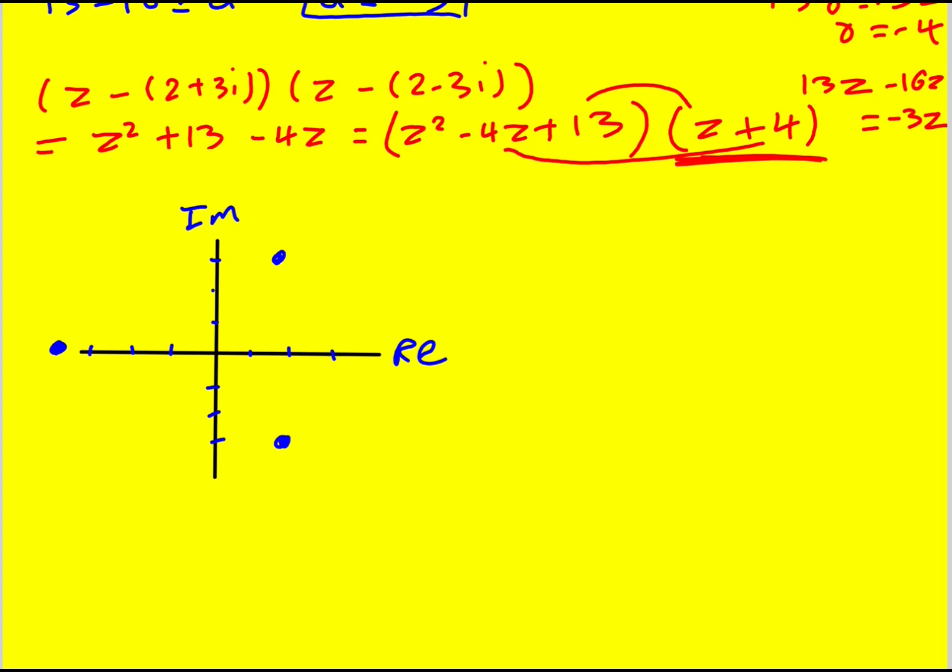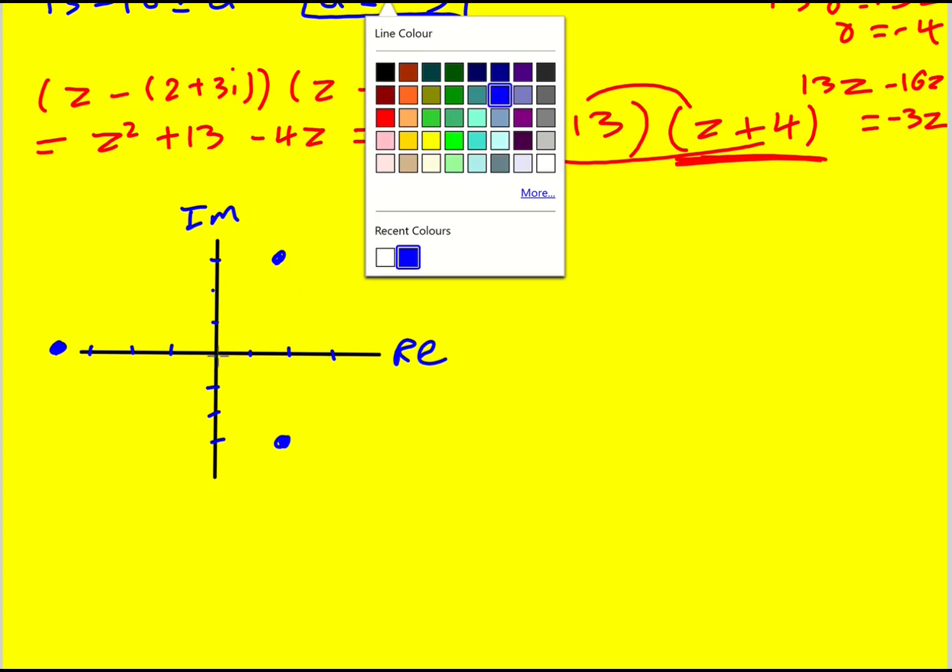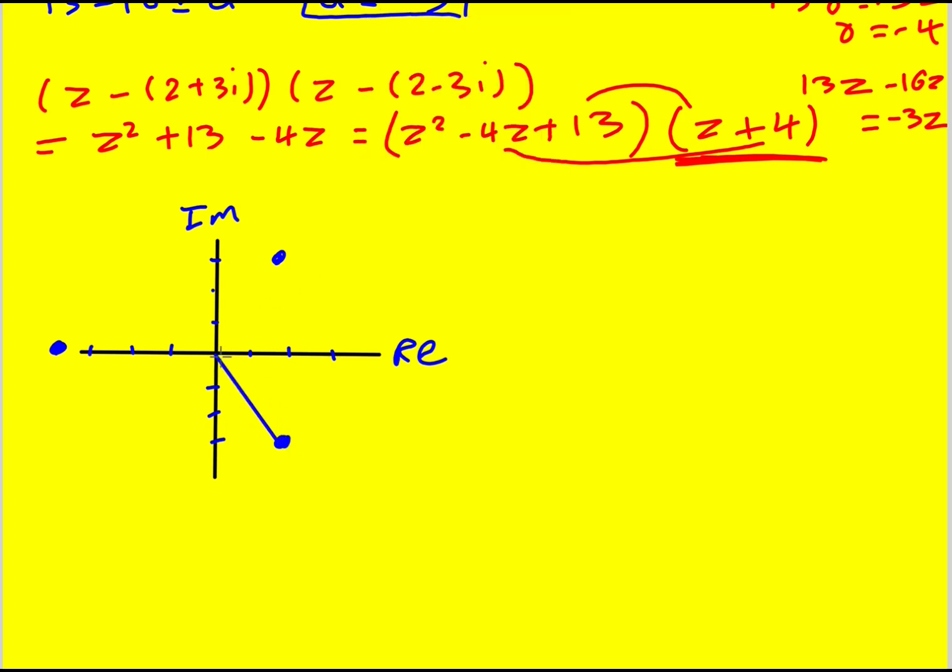There's different ways of representing an Argand diagram. I normally connect them up just to show that the complex number has a length and everything, but this is not vital. And I think just best practice would be to write on what it is. 2 plus 3i. Well done.